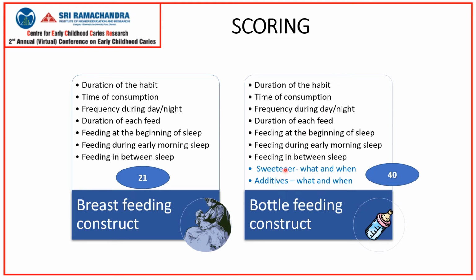the sweetener, what and when was included, and the use of additives other than the sweeteners, like any health drink powder or something. Again, what was included and when was included. So this gave a total score of 21 for the breastfeeding construct and 40 for the bottle feeding construct.